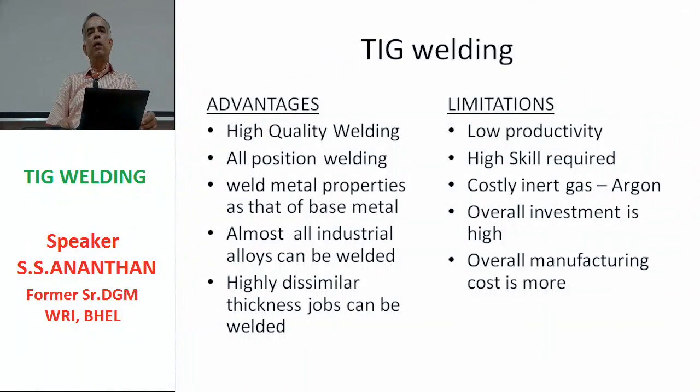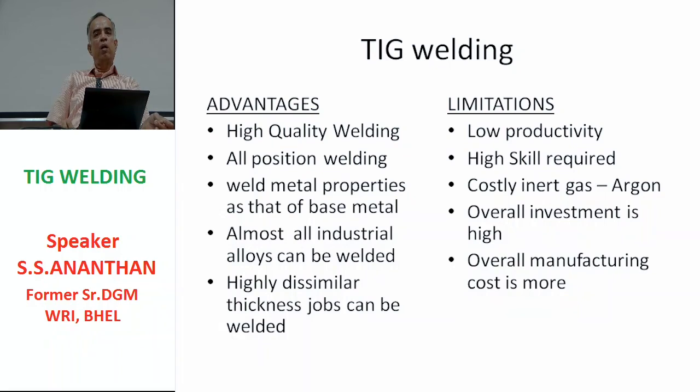Main advantages and limitations of TIG welding. The most important point which comes to our mind when we take TIG welding is the quality of welding which we get. The quality is of the highest order, and it is capable of all position welding, that is welding in down hand position, horizontal, vertical, overhead, and also pipe welding which will cover all 360 degrees. And the main advantage in the quality of the weld is that you have the property which is equal to that of the base material or better.